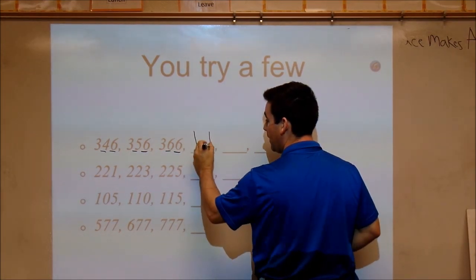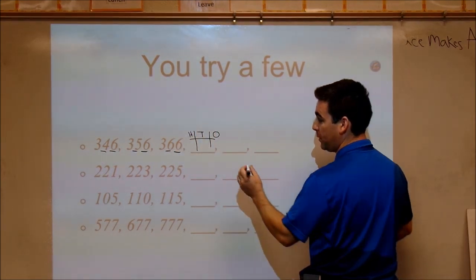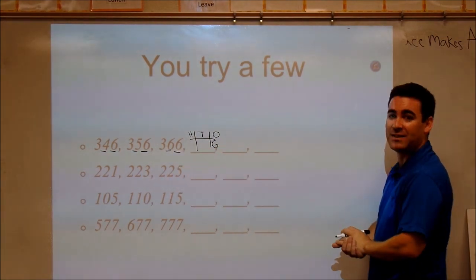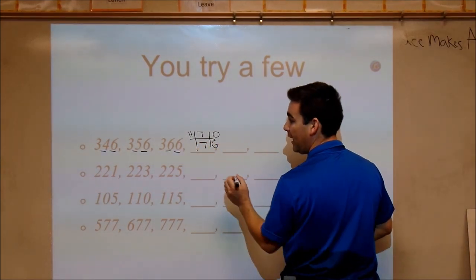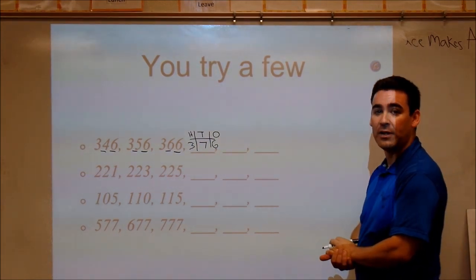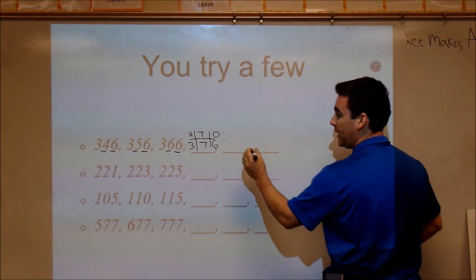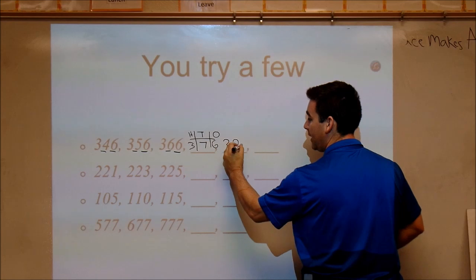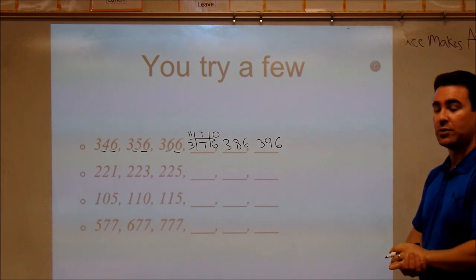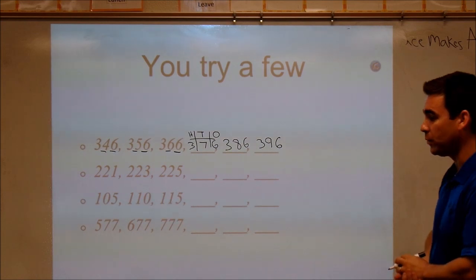So if a student wants to, I allow them to create a ones, tens, hundreds chart. Since they see that the number in the ones place is staying the same each time, they could keep that 6. They see that the number in the tens place is increasing by 1 each time, and the number in the hundreds place is staying the same. They now know that the next number in my pattern is going to be 376. Students could continue on with the pattern, and they would find that the missing numbers would be 386 and 396.